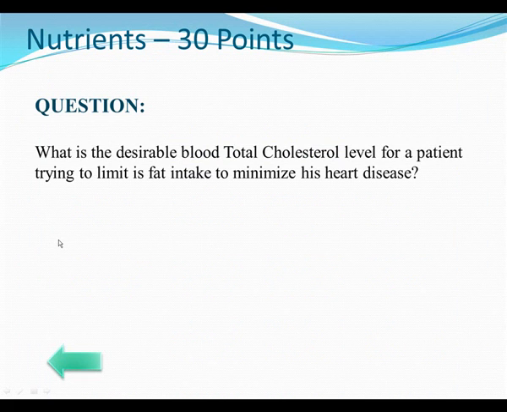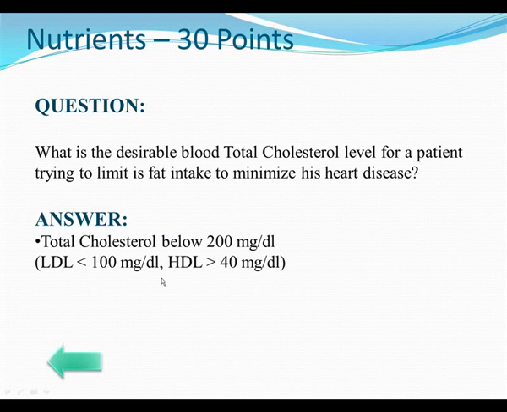So, what is the desirable blood total cholesterol level for patients trying to limit fat to minimize heart disease? Total cholesterol needs to be below 200 milligrams per deciliter. The LDLs, which are the lousy lipids, those are the ones we don't like. They like for them to run below 100. The HDLs, we call those the happy lipids, they need to be more than 40 on their lipid profile. So those are some numbers that you're aiming for with your patient that has a potential for hyperlipidemia, and you're checking their blood lipid profiles.